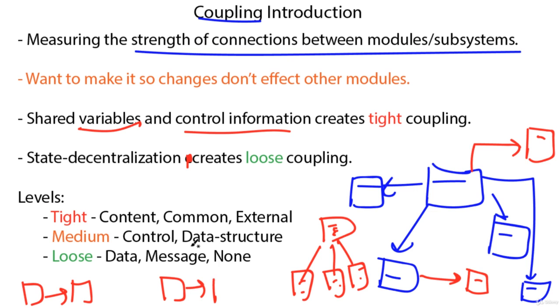In the next lecture, we're going to be talking about the three levels of coupling. That's going to be tight coupling, medium coupling, and then loose coupling. And then there are little categories in each one of them: content coupling, common, external, control, data structure, data message, and then none. And again, like I was saying earlier, none is pretty impractical. There's probably almost no applications that'll use no coupling. But we want to be able to go through all of these steps so that we can look at a program and understand how coupled is this program, how tightly knit is it, and is that good or bad?